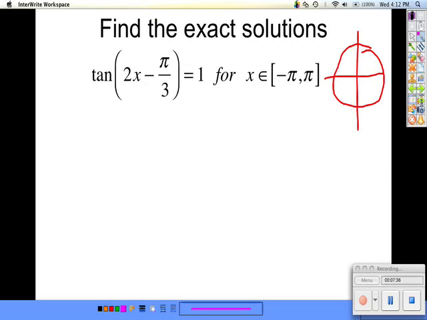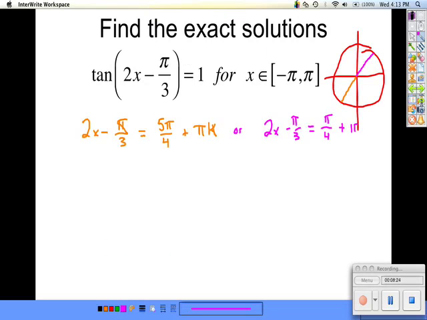So this 2x minus pi over 3 could equal 5 pi over 4 plus multiples of pi, because remember, tangent has a period of pi, not 2 pi. Or this 2x minus pi over 3 could equal pi over 4 plus pi times k.